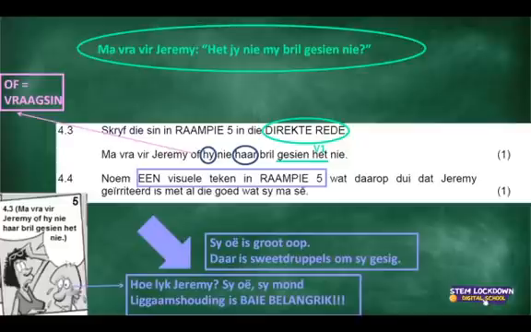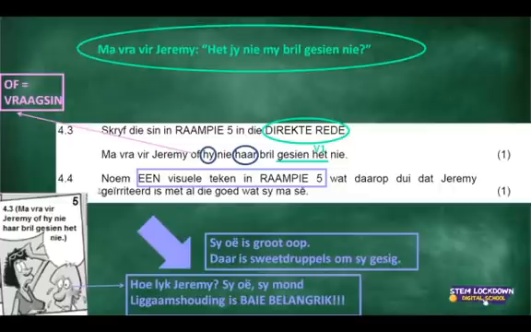Okay. Now in this paper, it's only for 1 mark, so everything has to be correct to actually get that 1 mark. So let's take it step by step. Ma vra vir Jeremy. The of now falls away. I put a colon, inverted commas. My question is starting with verb 1, so that's moving to the front. Het with a capital letter, jy nie my bril gesien nie, question mark, close the inverted commas.